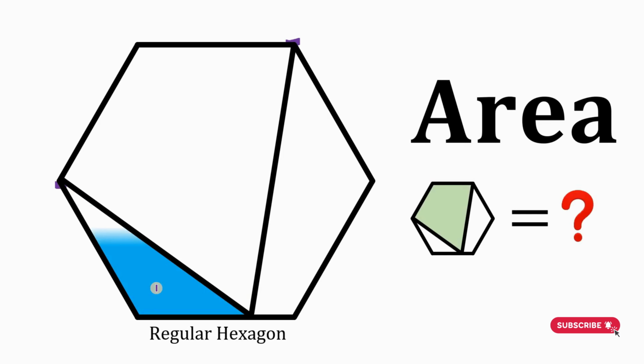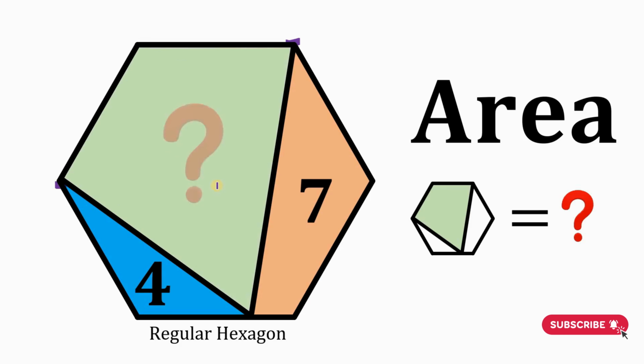Now the area of this triangle shaded in blue is 4 square units, and also the area of this quadrilateral shaded in brown is given as 7 square units. Now the question is, what is the area of this quadrilateral shaded in green?